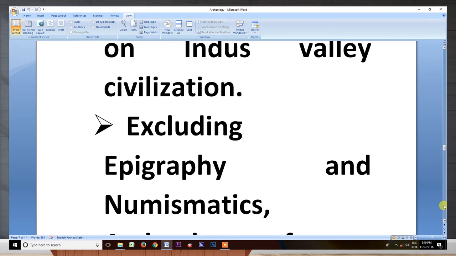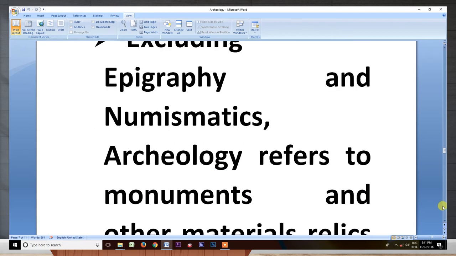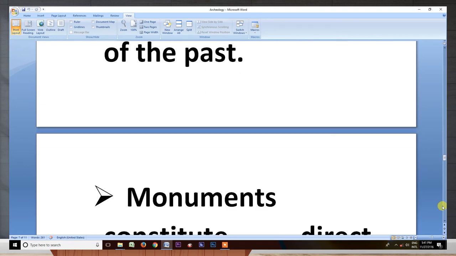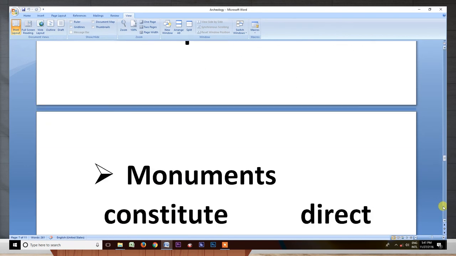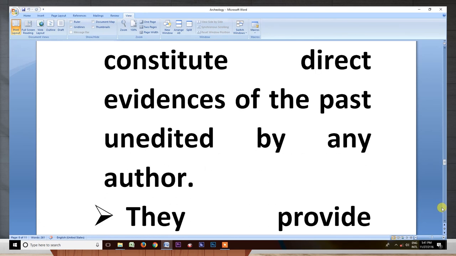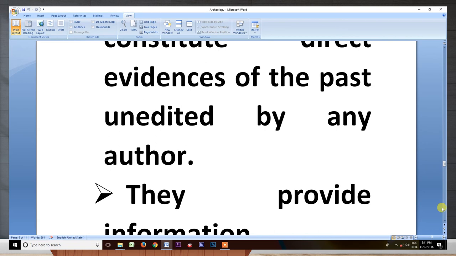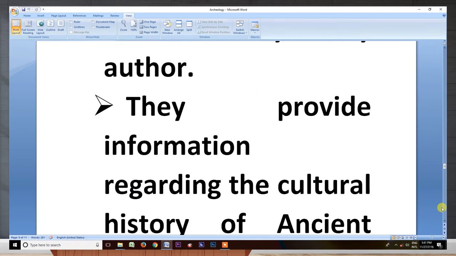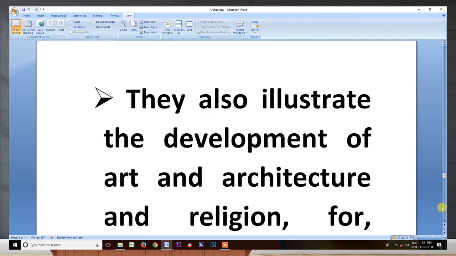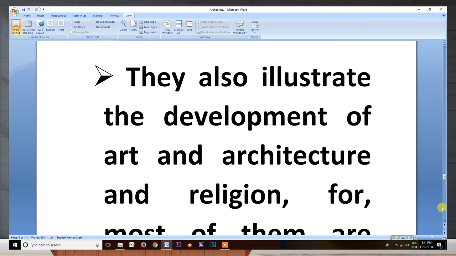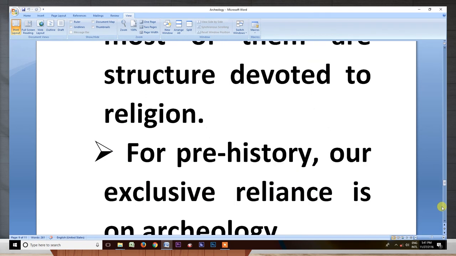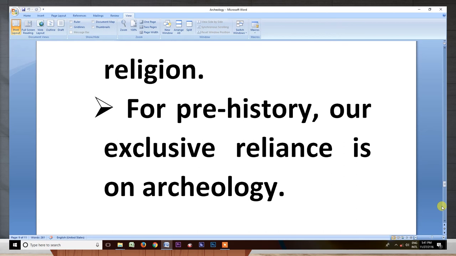Excluding epigraphy and numismatics, archaeology refers to monuments and other material relics of the past. Monuments, you know, constitute direct evidence of the past, and it is unedited by any author. They provide information regarding the cultural history of ancient India. They also illustrate the development of art, architecture, and religion, for most of them are structures devoted to religion. For prehistory, our exclusive reliance is on archaeology.